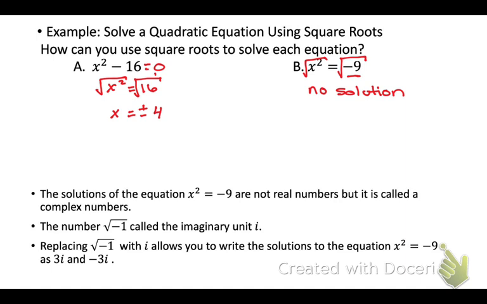Until today, you've been told that is no solution. That is not correct. Okay? The solution to the equation x squared equals negative 9 is not a real solution, but is called a complex number. The number square root of negative 1 is called an imaginary unit, i.